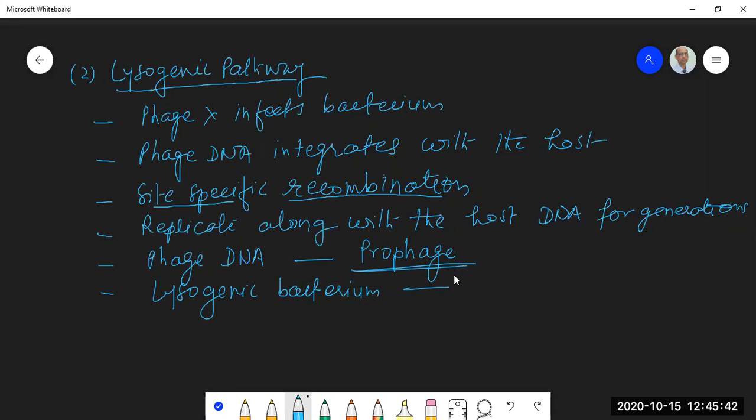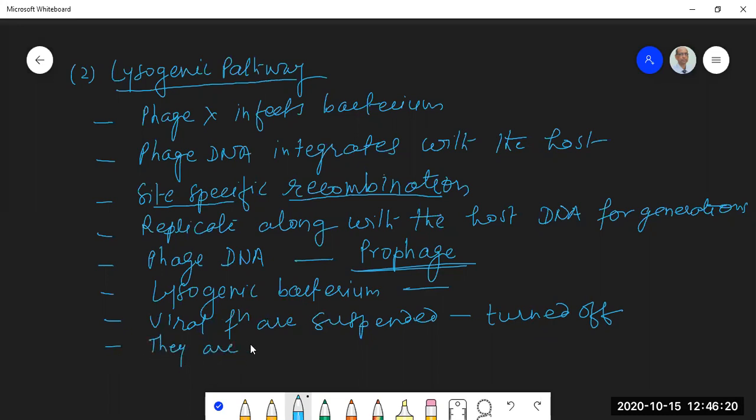A bacterium which harbors a prophage, which harbors bacteriophage DNA, is called a lysogenic bacterium. What happens during lysogeny? Viral functions are suspended. They are temporarily turned off. Please understand that they are not lost. Viral functions are not lost. Rather, they are temporarily suspended.